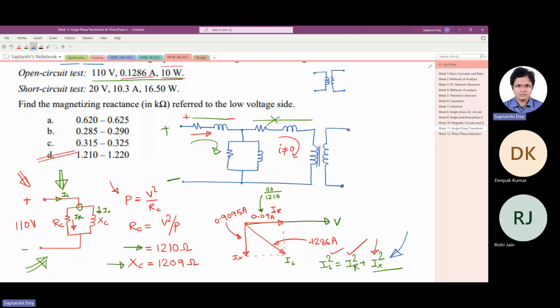Now, if you do the short circuit test at the low voltage end, the source which you are using to do the test must have high current rating, because low voltage side current rating is high. But if you do it at the high voltage end, the source can have low current rating. You can do it from any side, but the practical choice is the high voltage end. If nothing is mentioned, it is done at the high voltage end.